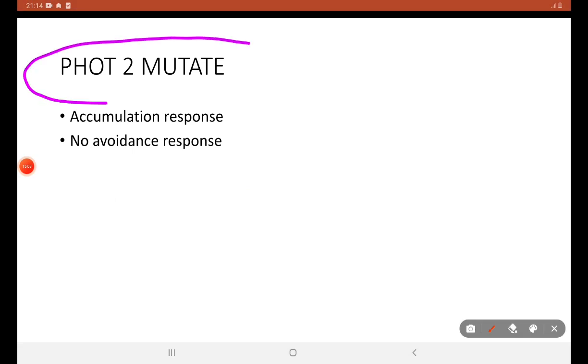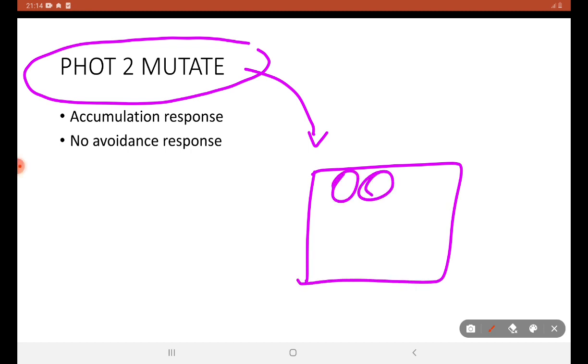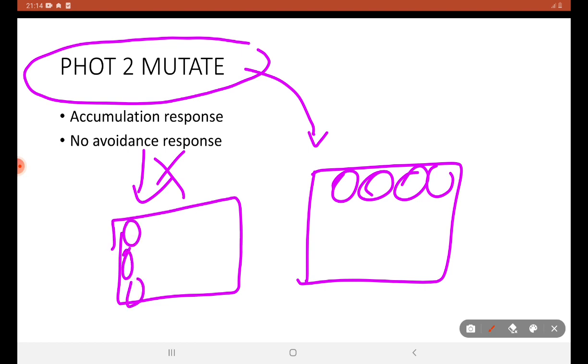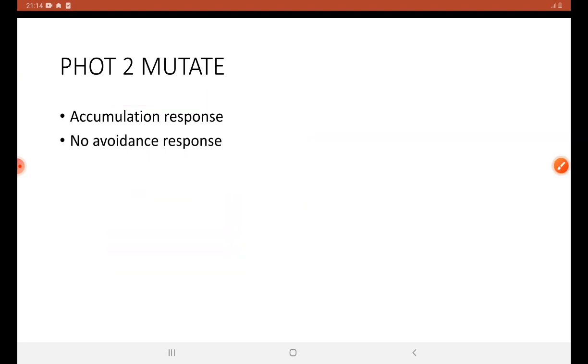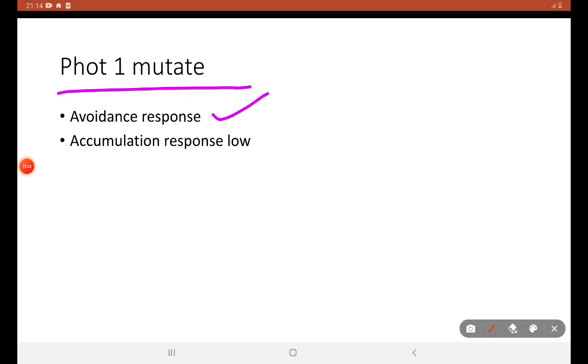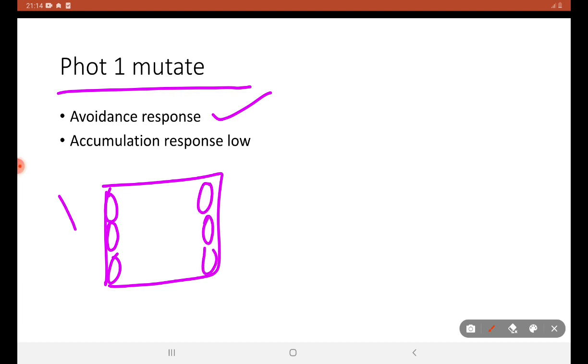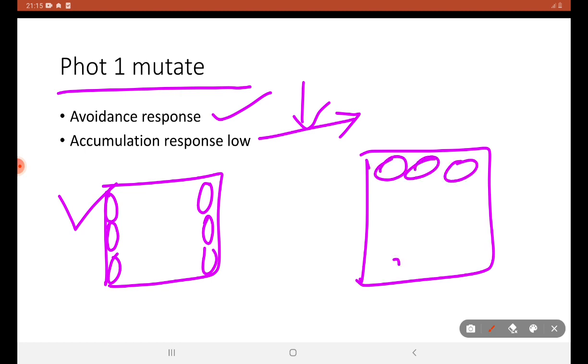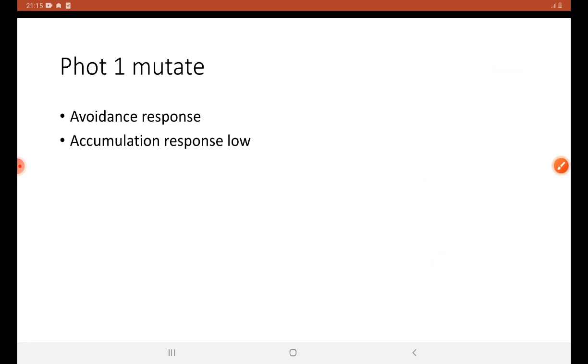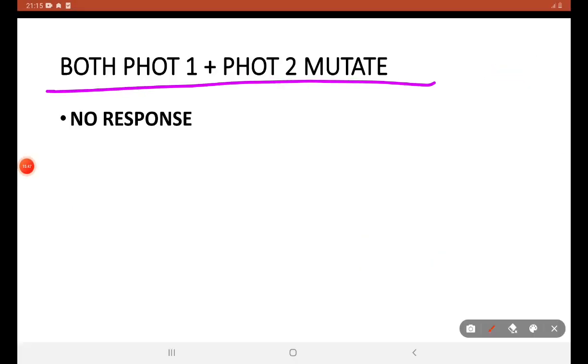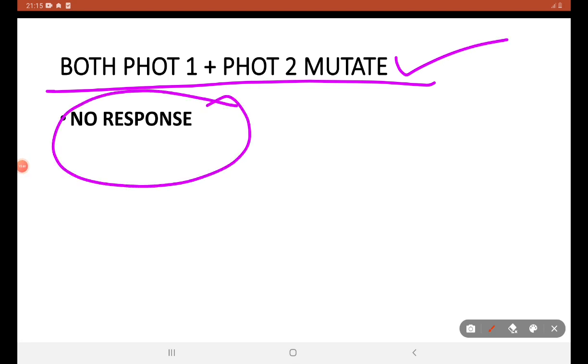If Phot2 mutates, they exhibit accumulation response and there will be no avoidance response. If Phot1 mutates, there will be avoidance response. There will be low accumulation response. This response is very low if Phot1 mutates. What will happen if both Phot1 and Phot2 mutate? There will be no response.